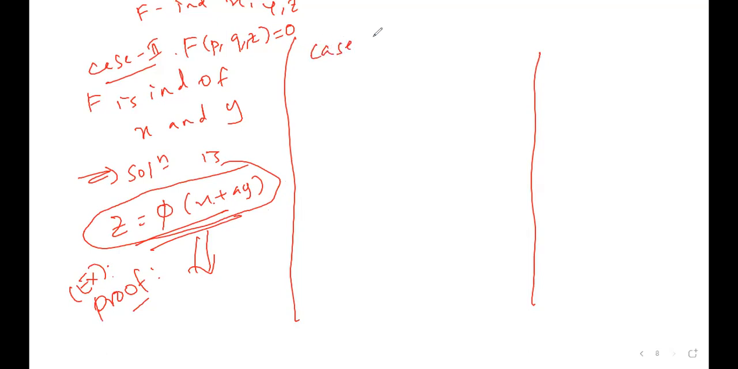Similarly, case 3. Let me write an example also: q squared is equal to z squared p squared times (1 minus p squared). This is the example of this case 2.